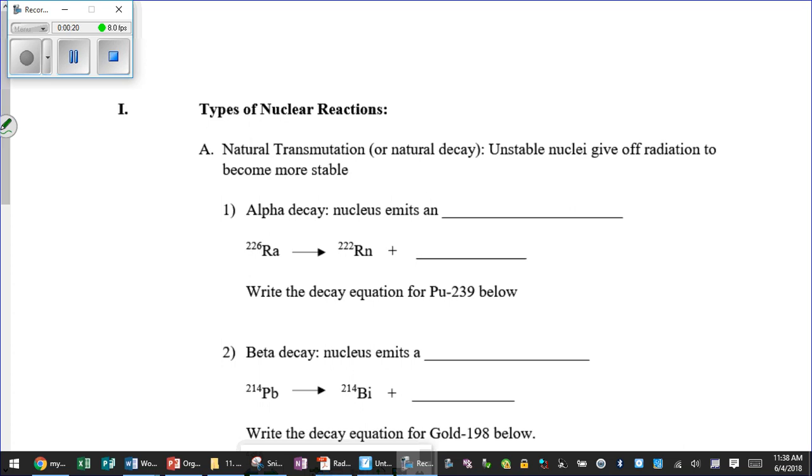Right now, you need these notes that look like what's on your screen. You need those in front of you, as well as your reference table open to table O. You're also going to be using the periodic table. So the first thing that we're going to start with is natural transmutation.